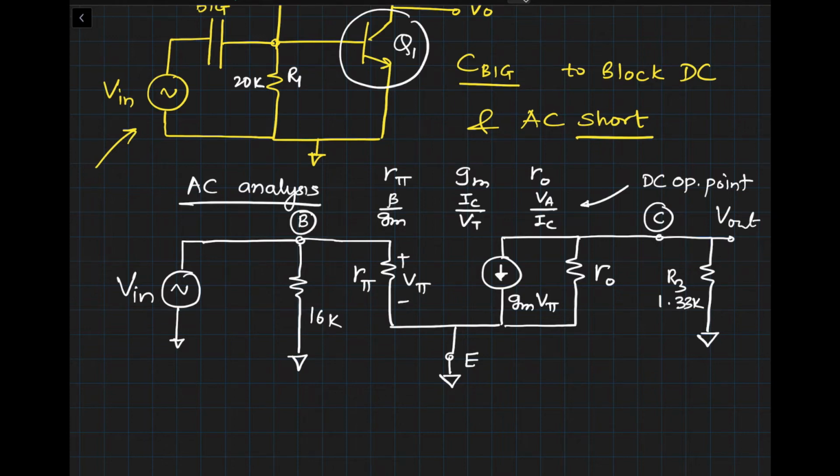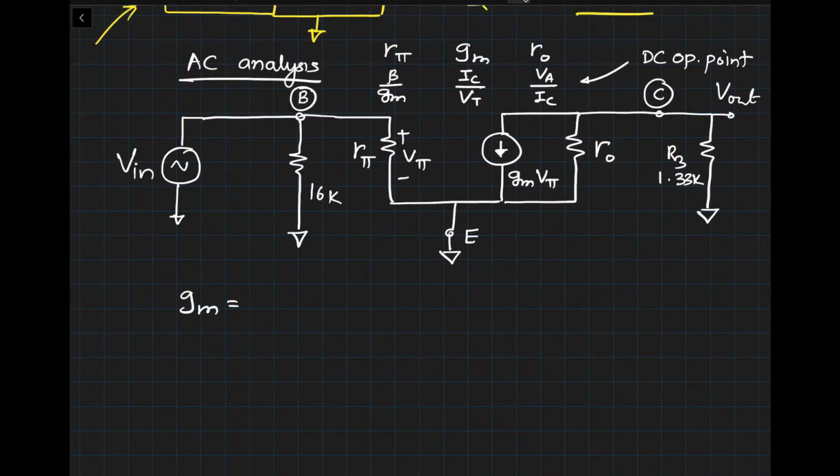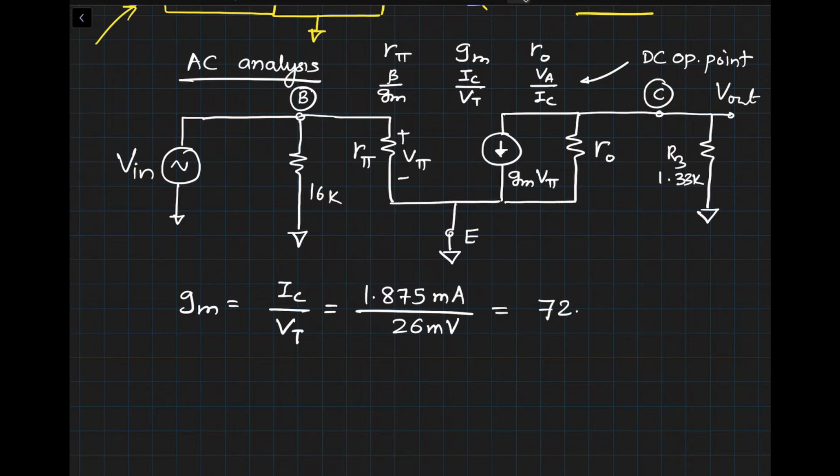So this is our detailed AC analysis circuit. It still looks like there are a lot of components, but we can do quick calculations and figure out which ones are important and which ones are not important. Let's calculate the value of Rpi, GM, and R0 based on our previous analysis, the DC operating point. So GM is given by IC over VT. GM is given by 72.115 milli Siemens. Siemens is reciprocal of ohms.